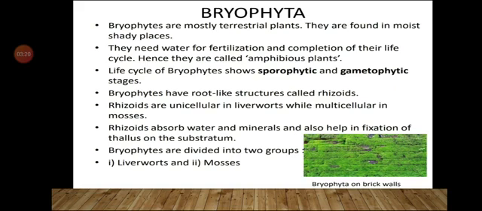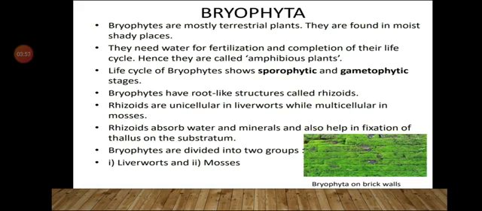Life cycle of bryophytes shows sporophytic and gametophytic stages. Sporophytic stage means when they produce spores. Gametophytic stage means when they produce gametes, that is male gamete and female gamete. So the life cycle of bryophytes shows both stages alternately, one time sporophytic generation and next time gametophytic generation.